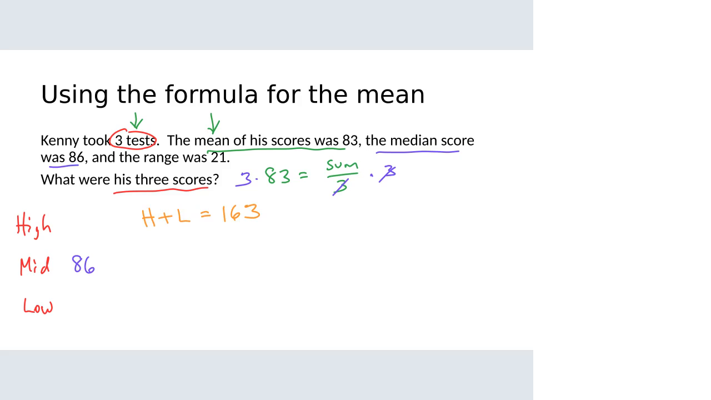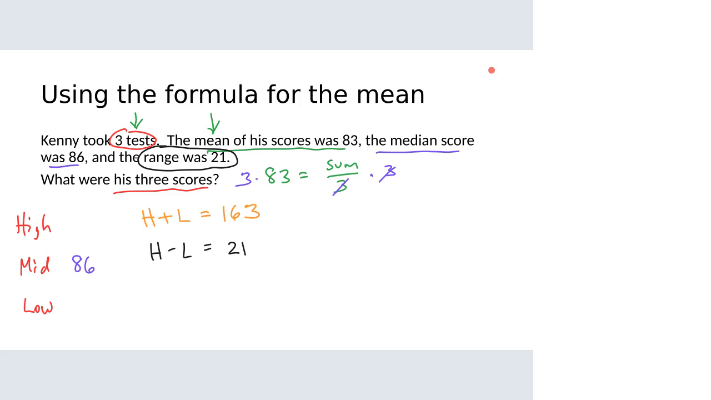The other thing I know that I haven't used yet is the idea that the range is 21. Well, the range is the highest minus the lowest. That's what the range means. So I can also say that the highest minus the lowest has to be 21. Now we're at a place where, hey, wait a minute, I have two equations and two variables. That means we can use substitution.